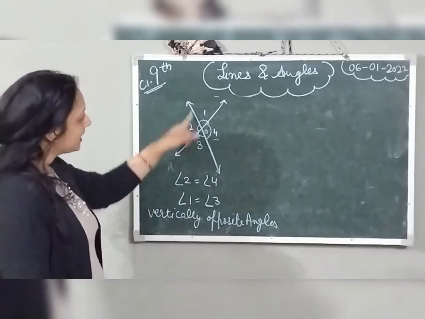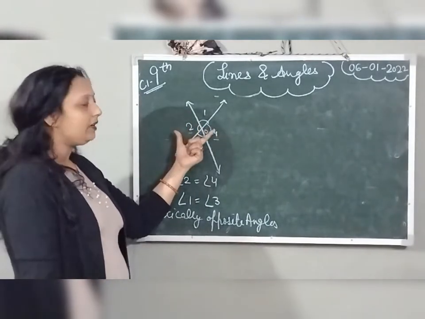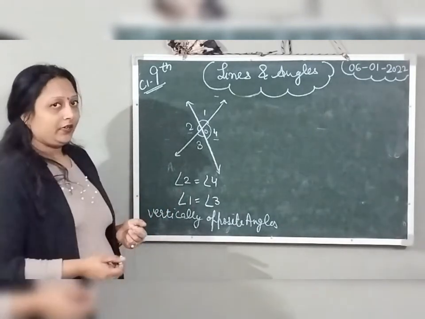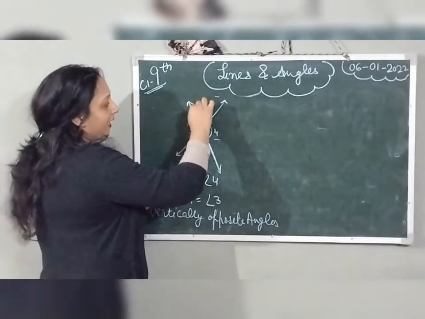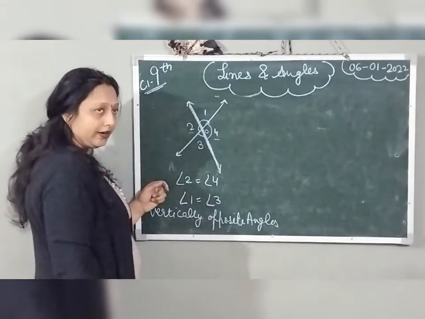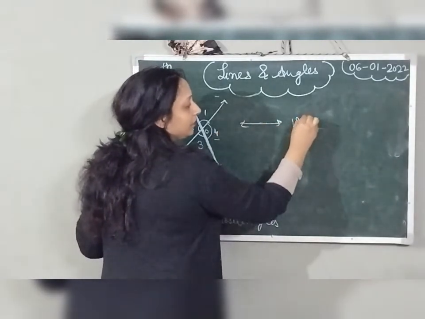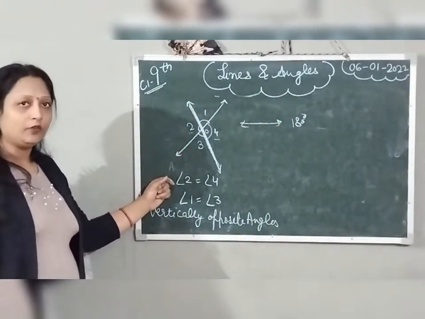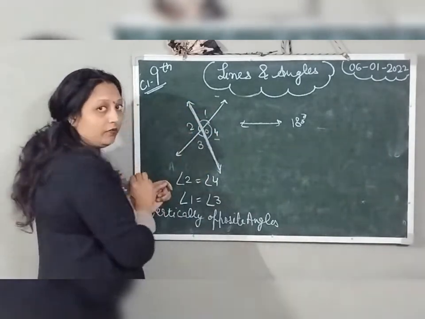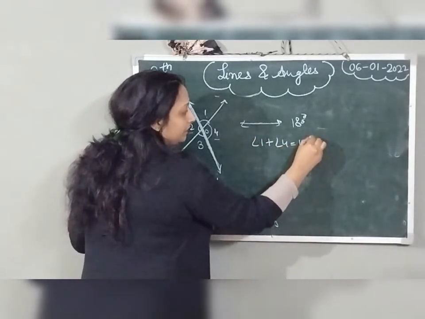When two lines intersect each other at a point O, the angles made which are vertically opposite are always equal. How can you say that? If I take this line, this is a straight line, and you know that a straight line makes the angle of 180 degrees. So on this line, angle 1 plus angle 4 will be 180 degrees.